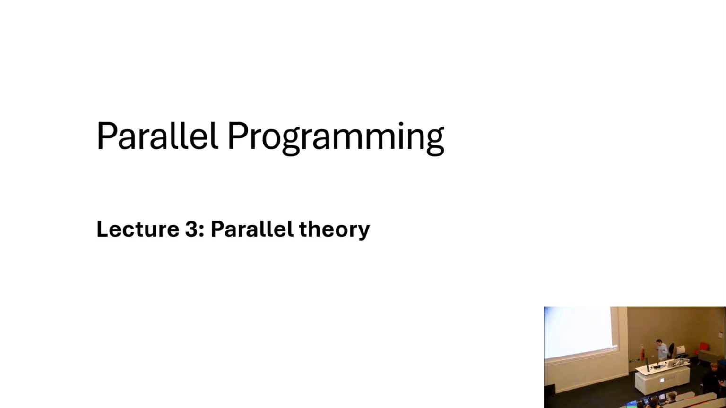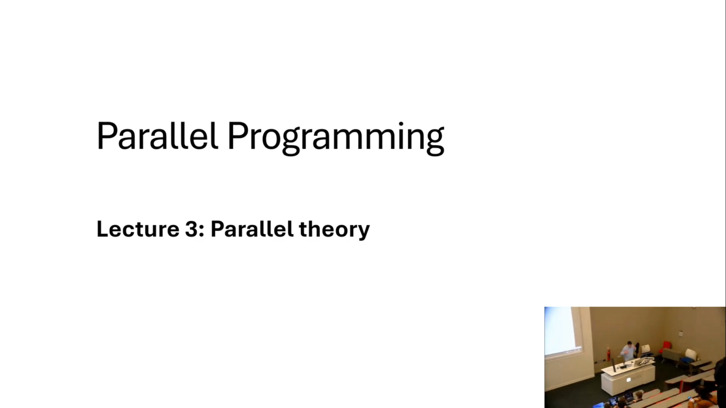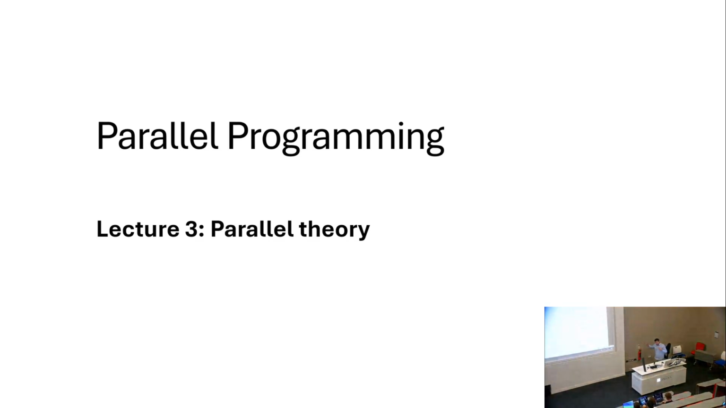So remember, data parallel programming means running the same program on a whole bunch of different data at the same time. So you're effectively doing the same thing to many different data points. Whereas task parallelism means different processes can be doing completely different things. This week I'm going to introduce some general theory around parallelism.